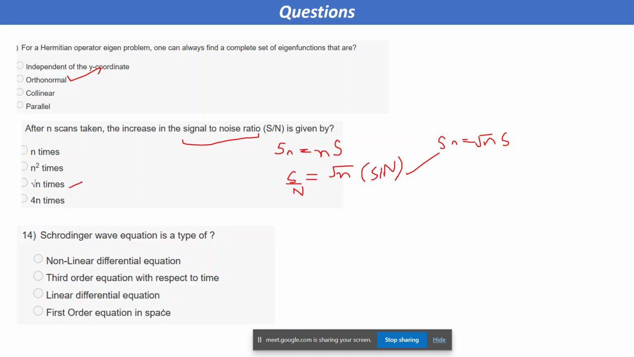Schrodinger equation. Anyone? It's a kind of linear differential equation.